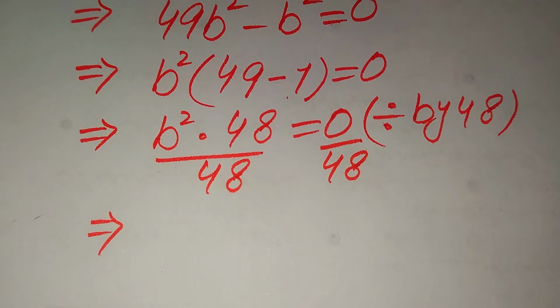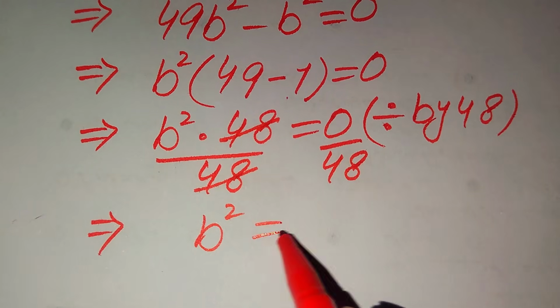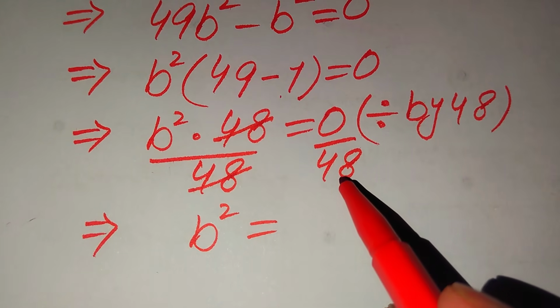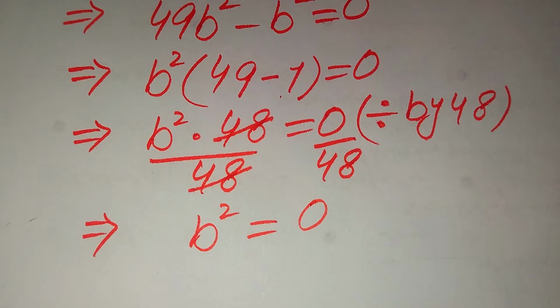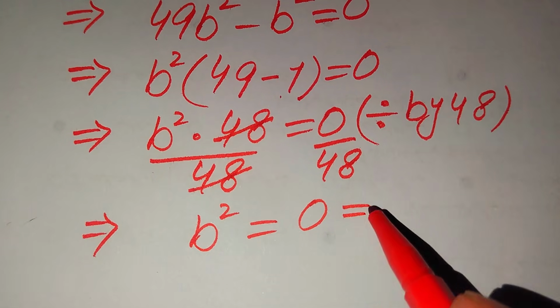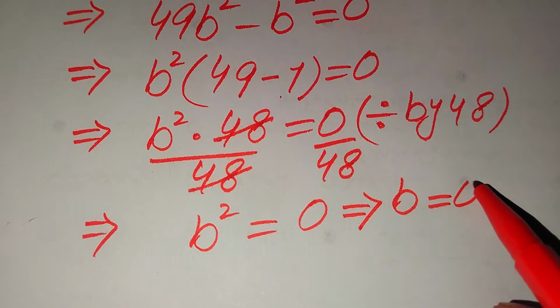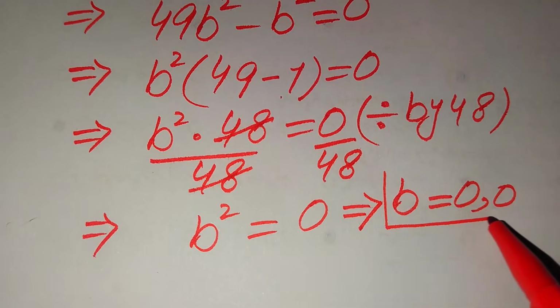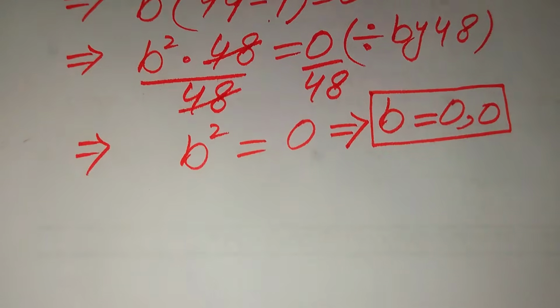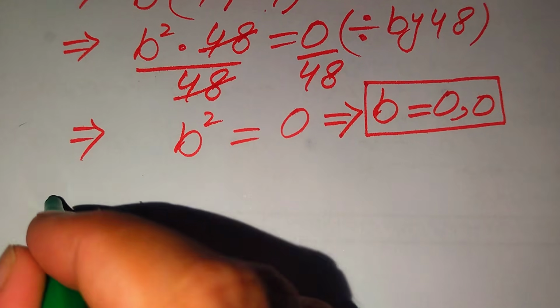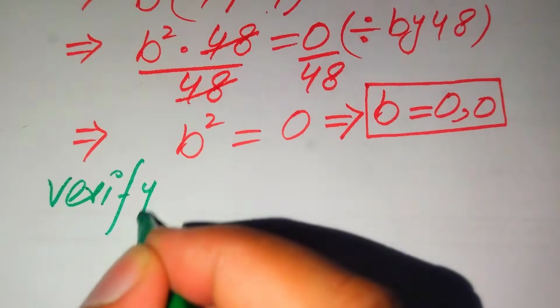Now you see that this 48 and this 48 cancel out each other and we get b squared equals 0 divided by 48, and we know that when we divide 0 by any other number it always gives us 0. So this implies that if b squared equals 0, this means that b equals 0 and 0. So we get two repeated roots of the given equation. And now in the next step we need to verify whether these roots are solutions or extraneous roots.